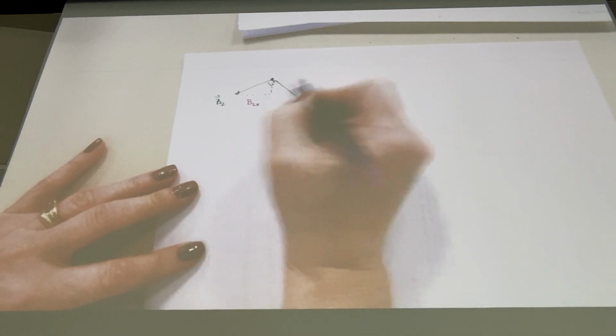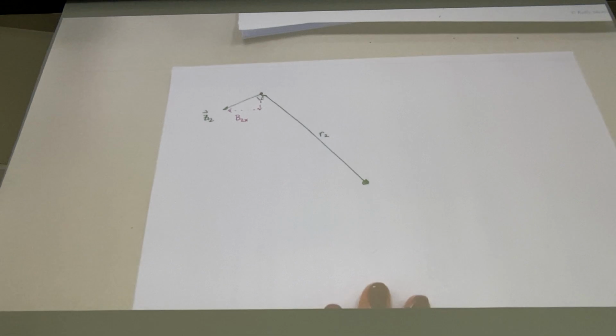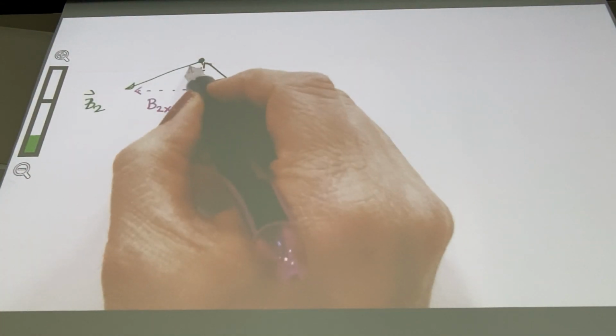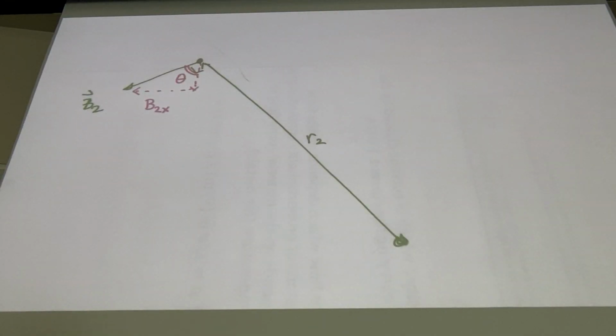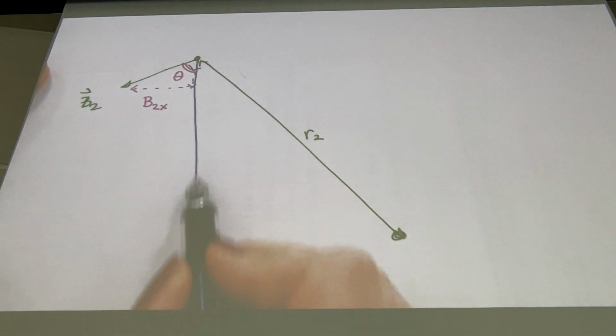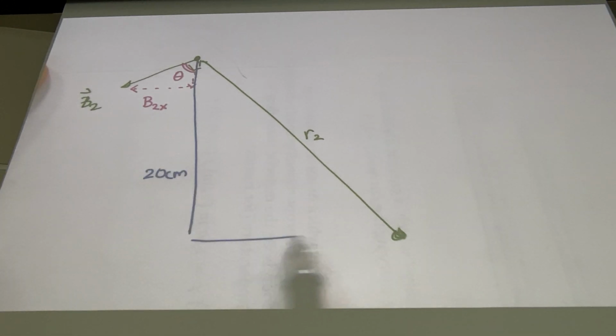B2x, B2y is the vertical part. So if we want to find the components, we're going to have to find the angle. The angle I'd like to find will be this one right here. I'm going to call this angle theta. So, something else I'm going to get on this picture. Here is my 20 centimeters right here, 20 cm. Here's my 10 centimeters right here, 10 cm.